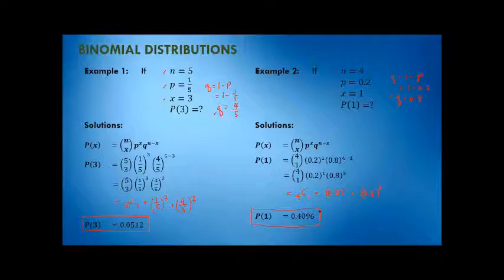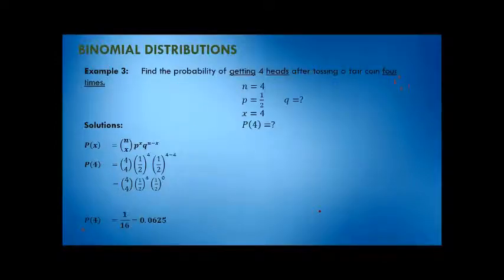Now, let's proceed to other examples na worded problem. Okay. So, find the probability of getting 4 heads after tossing a fair coin 4 times. So, ito yung binabanggit natin kanina na repeated number of trials remains the same pa rin yung probability of success. So, ang probability of success natin dito is getting head.